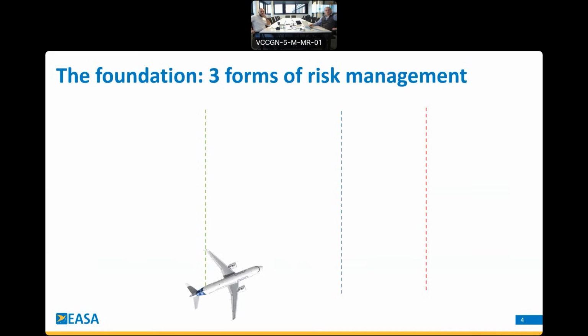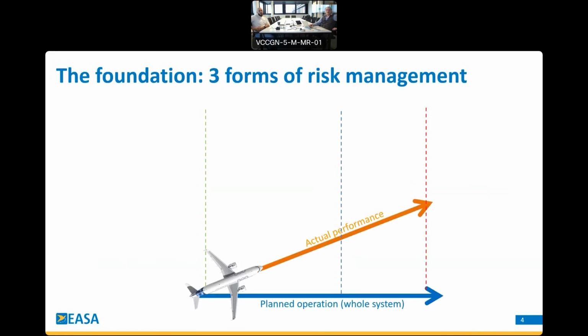The very foundation of the reporting is here, in the three forms of risk management. The very first part: for any system, we know that between the planned operation and the actual one, there is a difference between the planned operation and the actual performance. That difference is what we call a practical drift. That drift generally leads to an unintended event, whatever the event may be. The worst one being an accident, but it can be a serious incident, an incident, or just an event, something that is not initially planned.